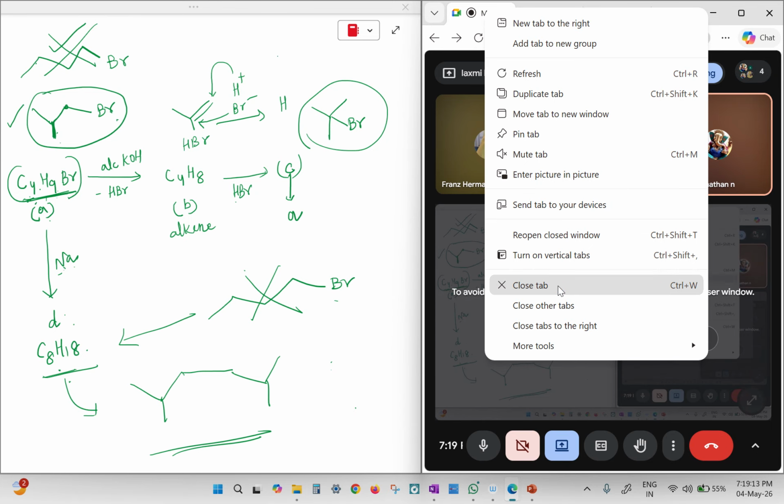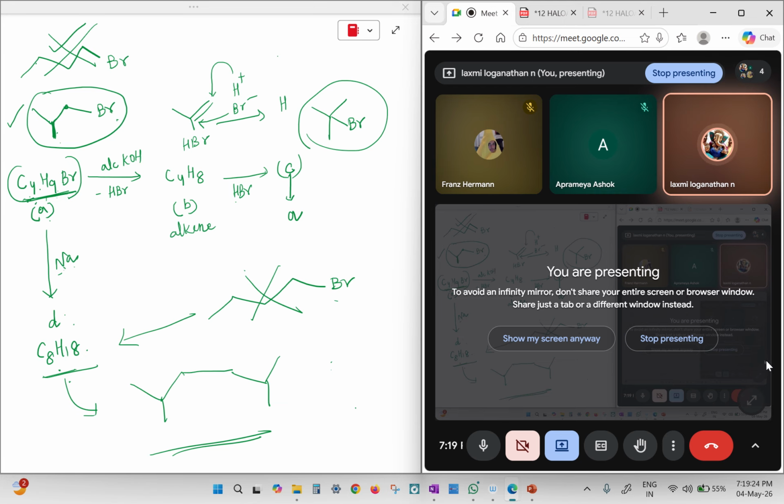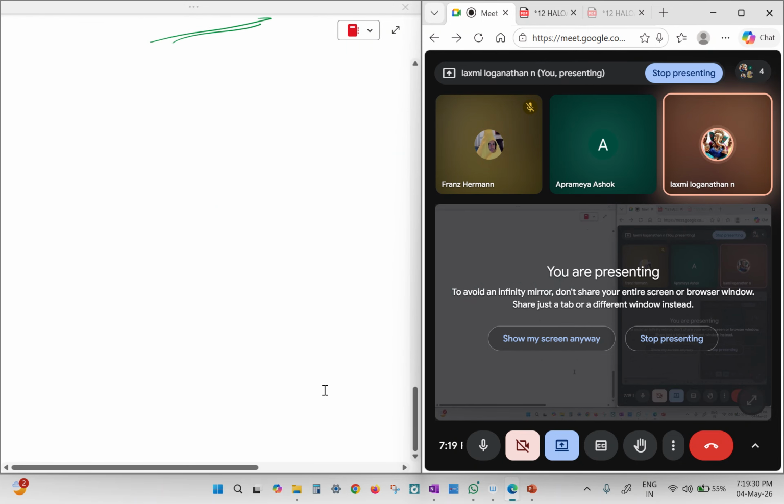Any doubts, ma? Yeah, I'm still not sure how to find the substituted carbon. I'm struggling with it. Substituted what? Sorry, substituted hydrogen. See, okay, no problem. See here, supposing we have 2-bromobutane. Above, this is alpha, this is beta 1, this is beta 2.